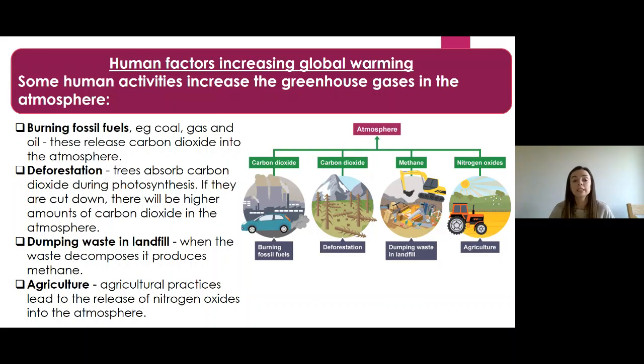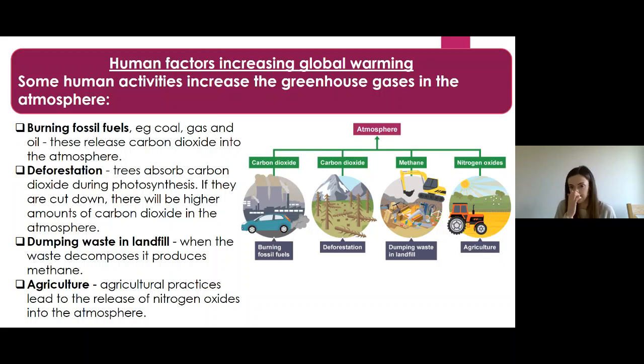Deforestation. Trees absorb carbon dioxide during photosynthesis. If they are cut down, there will be higher amounts of carbon dioxide in the atmosphere. Dumping waste in landfill. When waste decomposes, it produces methane, which is a very strong greenhouse gas. A lot stronger than carbon dioxide. And agriculture, some unsustainable practices lead to the release of nitrogen oxide into the atmosphere. So those are the 4 human factors causing climate change.